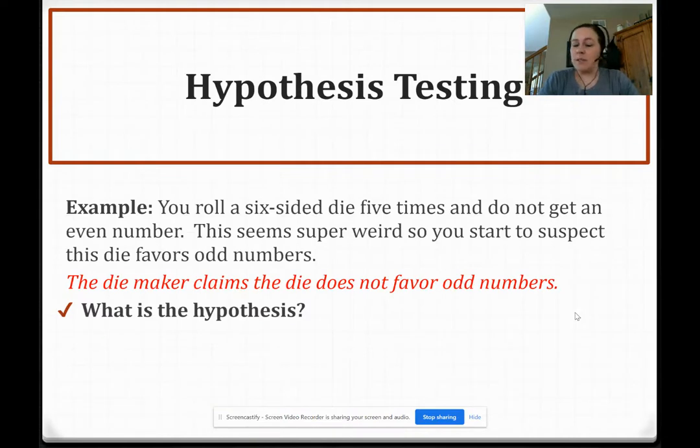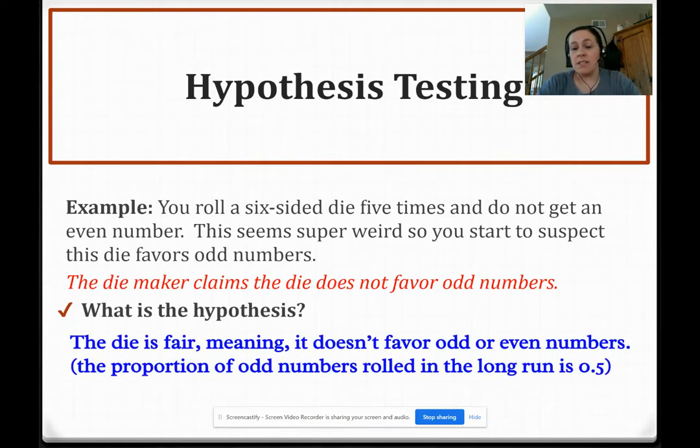All right, so let's look at a couple examples. Let's say you roll a 6-sided die 5 times and you do not get an even number. This seems super weird, so you start to suspect that maybe the die favors odd numbers, not evens. Now, the die maker, the company that made the 6-sided die, claims that the die does not favor odds. So what is this claim that we are starting off by trusting the company about? Basically, the company is saying that they believe the die is fair, meaning it doesn't favor evens, it doesn't favor odds. Ultimately, it should be about 50-50.